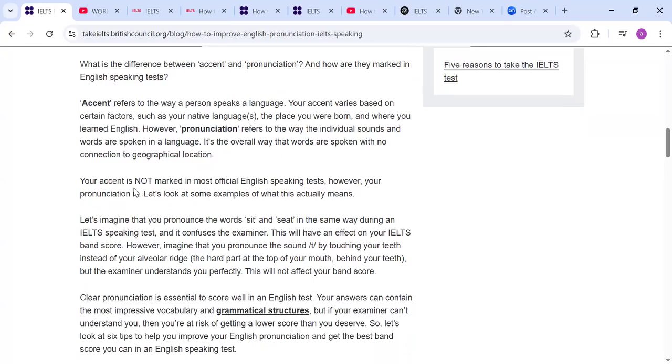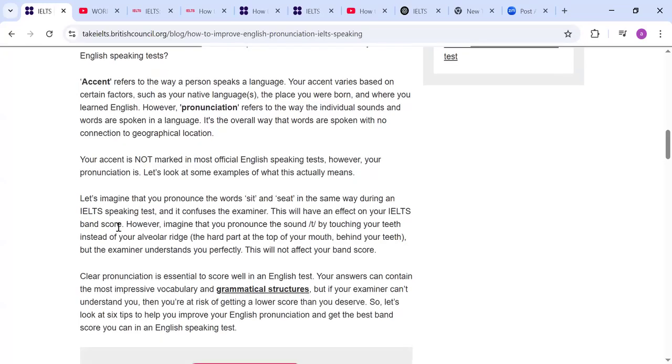So the next question is, is your accent marked in official English speaking tests? The answer is no. Your accent is not marked in most official English speaking tests. However, your pronunciation is. Let's look at some examples. Okay, our pronunciation is marked, so that's why we need to speak each word clearly so that it becomes understandable for the examiner as well as any listener to whom you are giving the test every day.